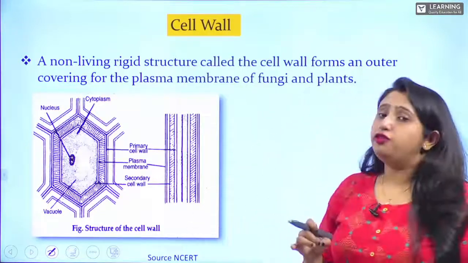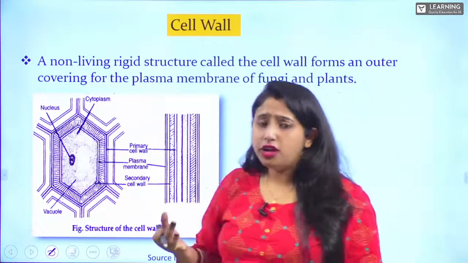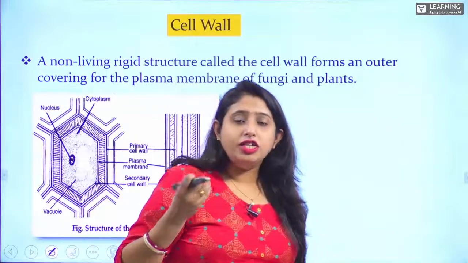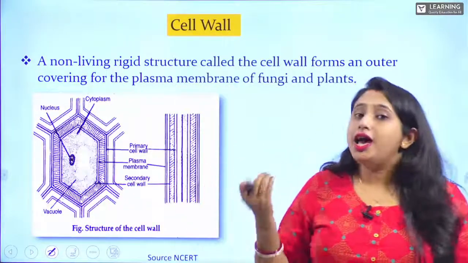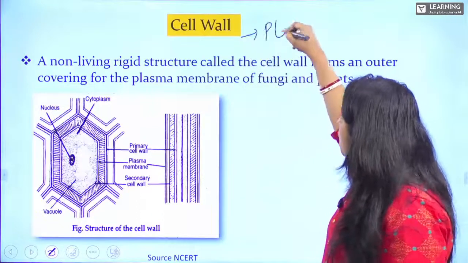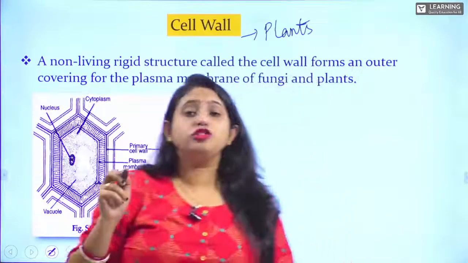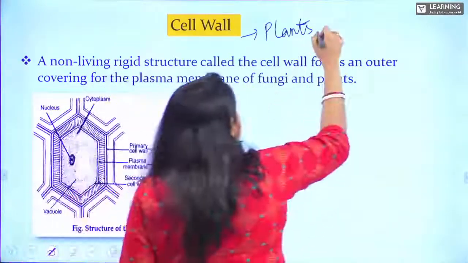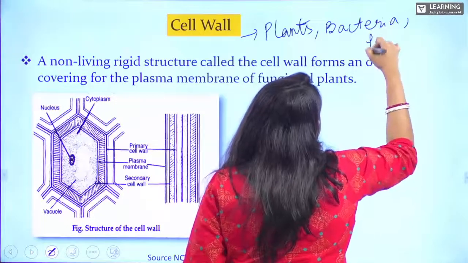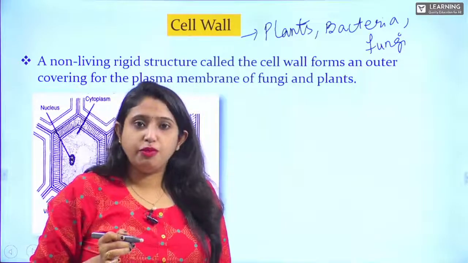So the next topic we will learn is the cell wall. In case of animals, is the cell wall present? It is absent, right? The cell wall we will find only in case of plants, then in case of bacteria, then in case of fungi. The cell wall of the fungi is made up of chitin.